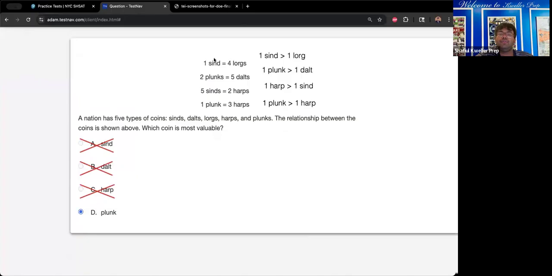So this one, you just have to relate which one is bigger. Again, the one with the smaller number is always going to be bigger because it means that it's more valuable if it's worth more of the other. Okay, let's go to the next one.